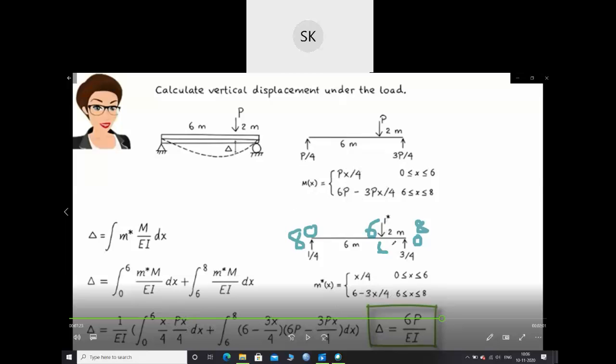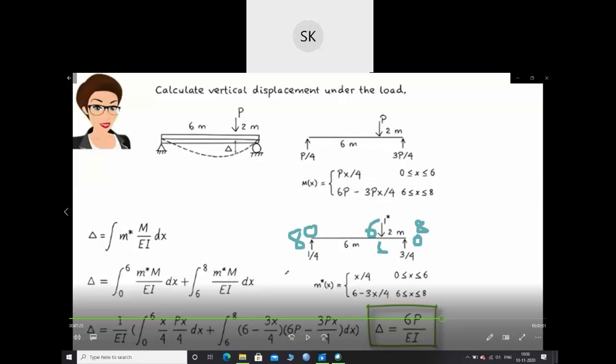So I have to use both moment equations, for the real load and for the virtual load. For that, it will be the multiplication of the real load and virtual load moment equations. So x by 4 into Px by 4.